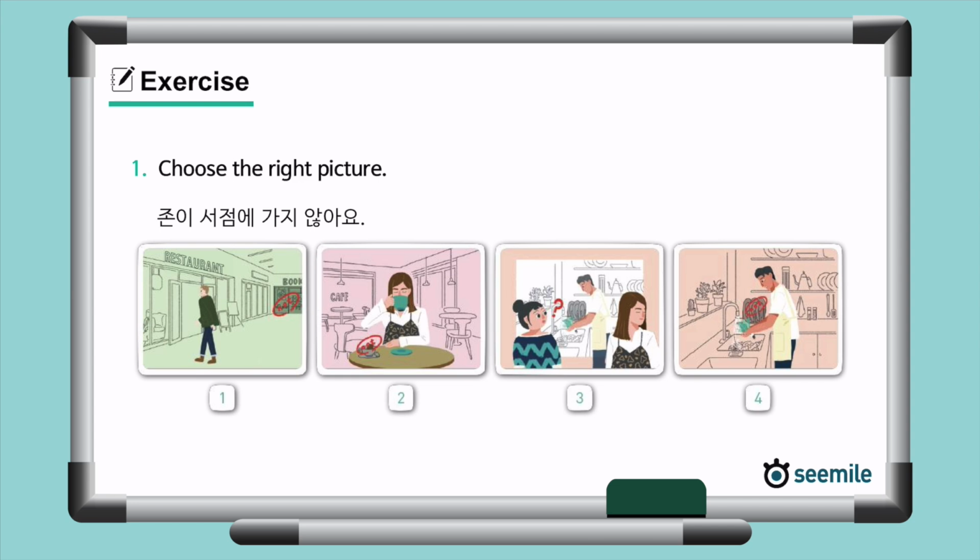Pause and read the next sentence out loud. Good job! 존이 서점에 가지 않아요. The ending 지 않아요 makes the sentence negative, so it means John doesn't go to the bookstore. In picture number 1, John is going to a restaurant, not a bookstore, so number 1 would be the answer.